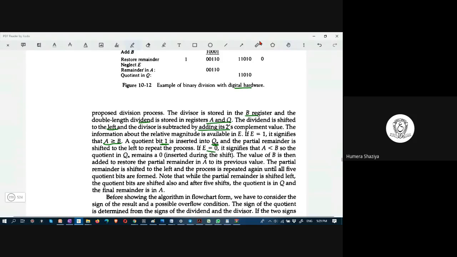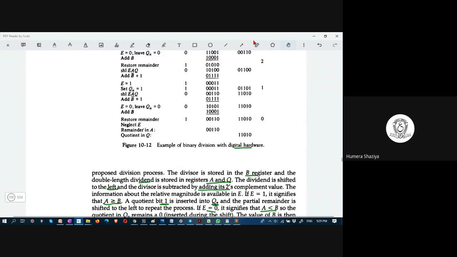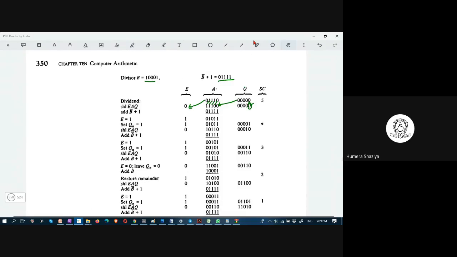When E is 0, it signifies A is less than B, so the quotient Qn remains 0 during the shift. What is Qn? The last bit, the least significant bit or the rightmost bit of Q, is Qn. Please recall the same thing we did in Booth's multiplication algorithm as well. Here we have Qn.